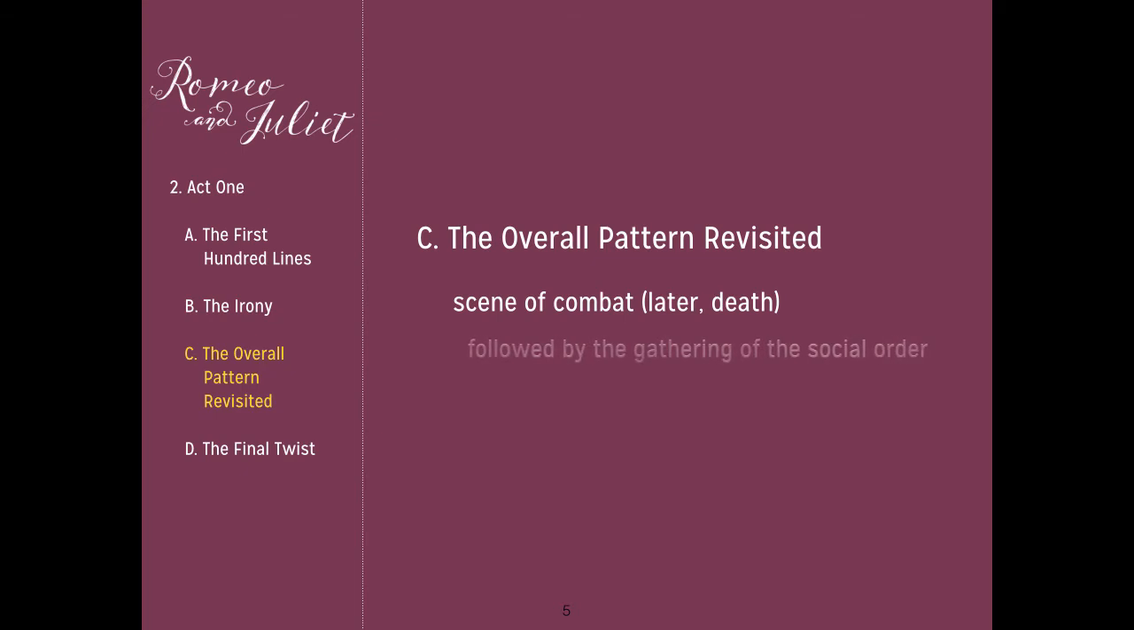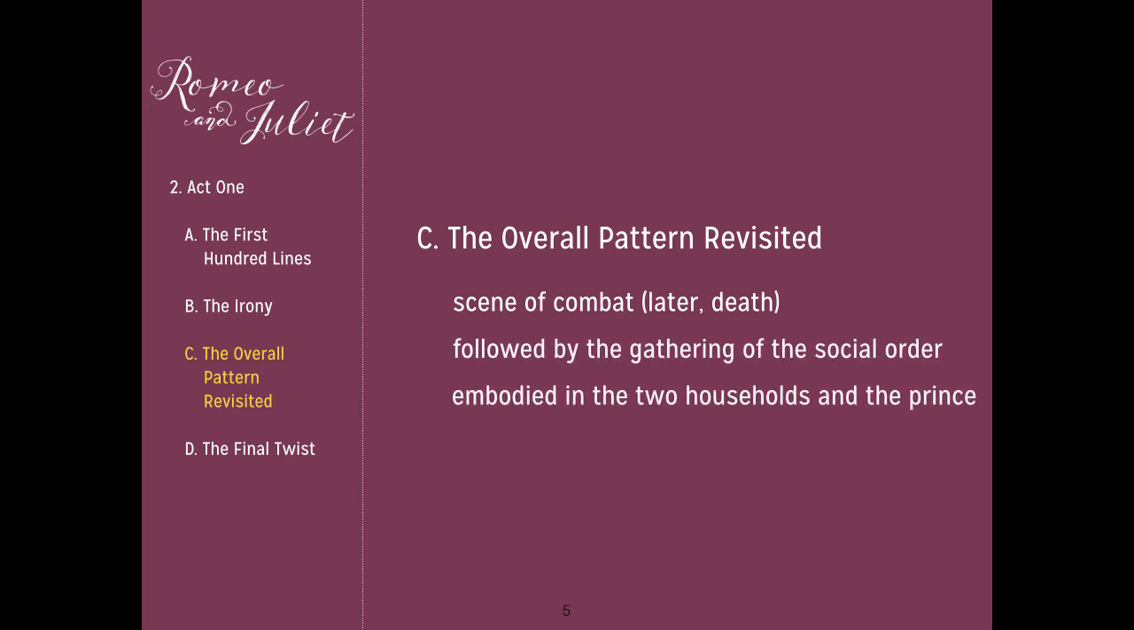As you read through the rest of the play, you'll see this pattern repeated. A scene of combat or death, followed by the gathering of the social order, embodied in the two households and the prince. This is what happens in the opening scene, and it happens again at the midpoint of the play, triggering the reversal of the action, and one final time in the closing scene, after the lovers have died.